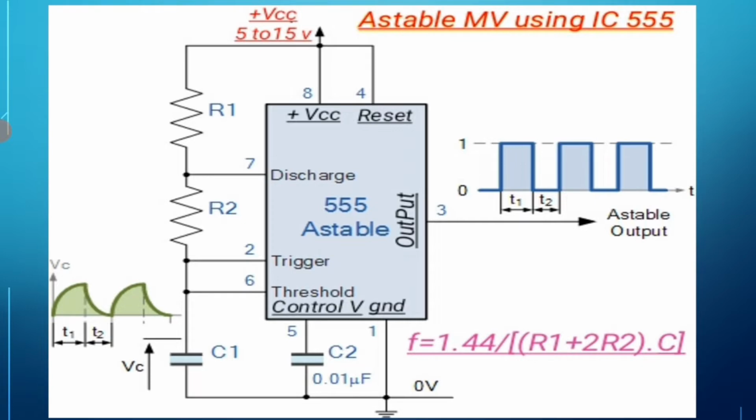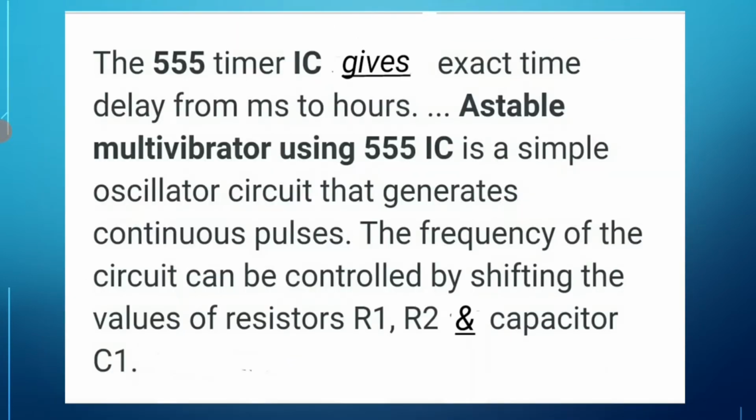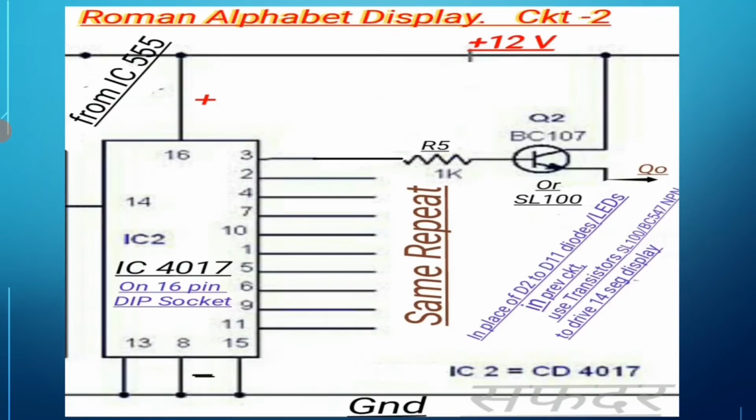This is an astable multivibrator circuit, where this 555 gives an exact time delay from milliseconds to hours. It is a simple oscillator circuit that gives a continuous pulse, and the frequency is determined by the passive components R1, R2 and capacitor C1.